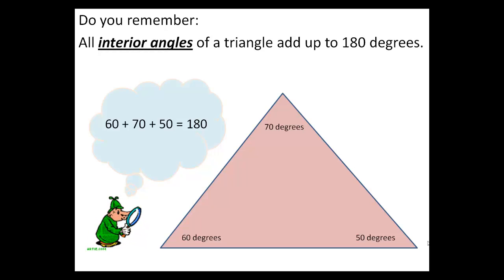First, do you remember that all interior angles of a triangle add up to 180 degrees? In our example here, we have a triangle with interior angles of 60 degrees, 70 degrees, and 50 degrees. And added all together, they equal 180 degrees.